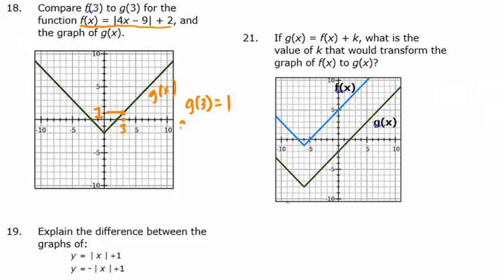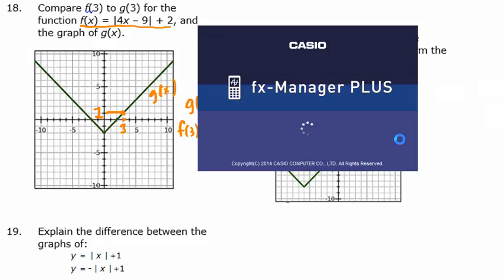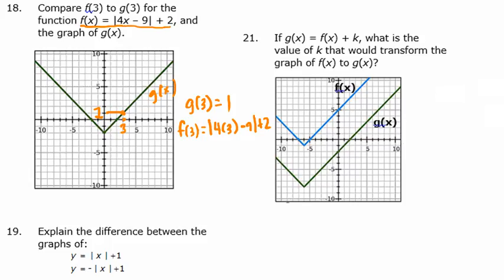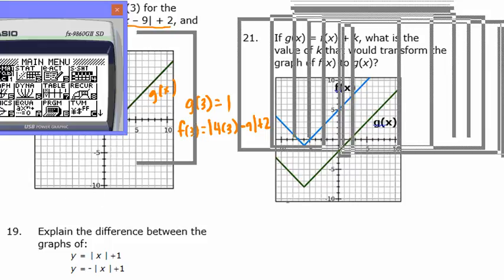Now we're going to find f of 3. And we're going to do it like this. We're going to take the absolute value of 4 times 3 minus 9, plus 2. Let's pull up the calculator real quick. That's the easiest way to do it.